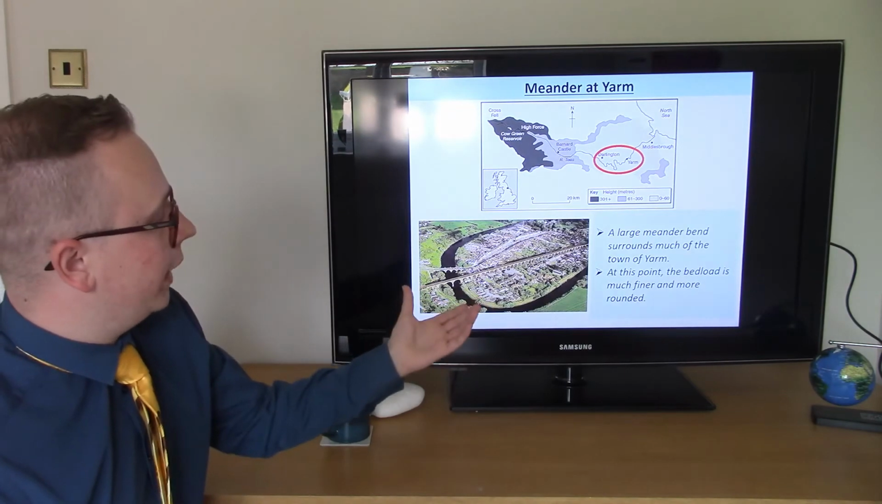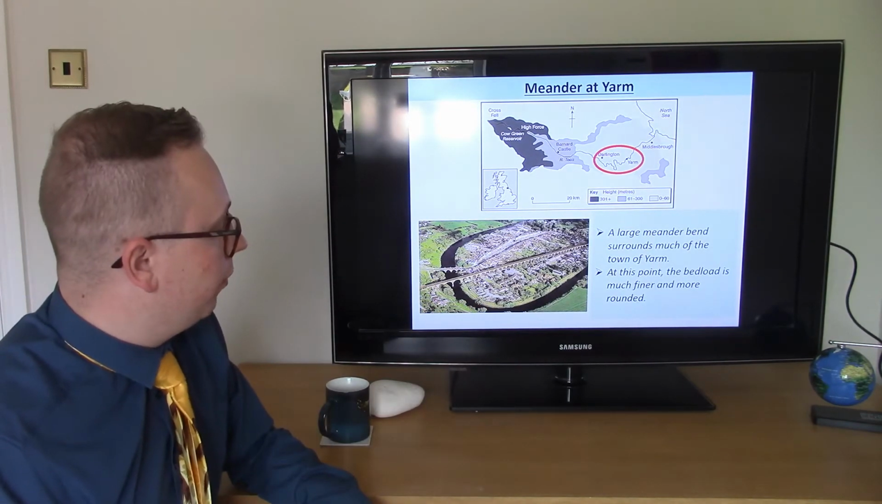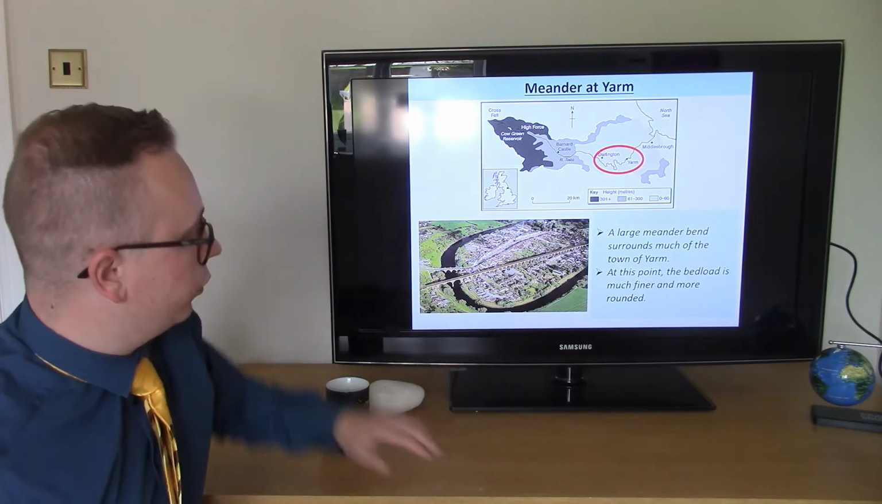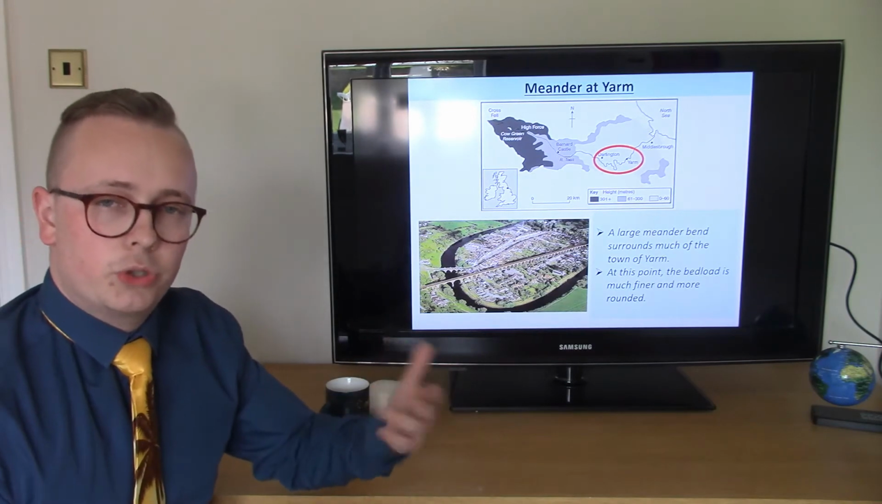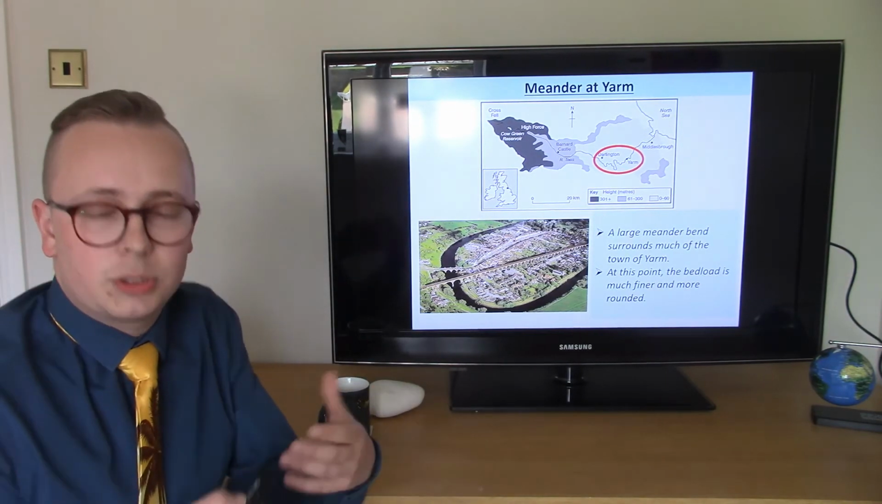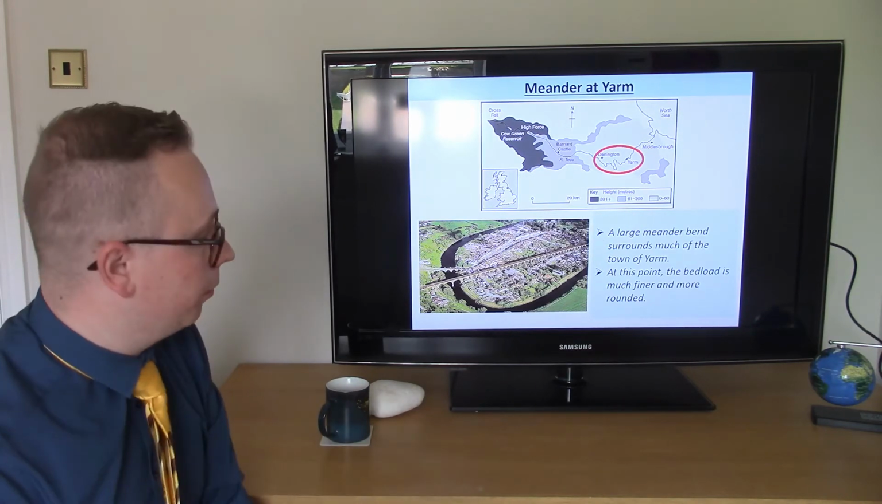Another good example of a meander can be found surrounding the town of Yarm. The meander bends are flowing around the full town here, and at this point in the river, the bed load now is much finer, it's smaller, it's subject to much more erosion, and so it's changed considerably since we saw it in the upper course.